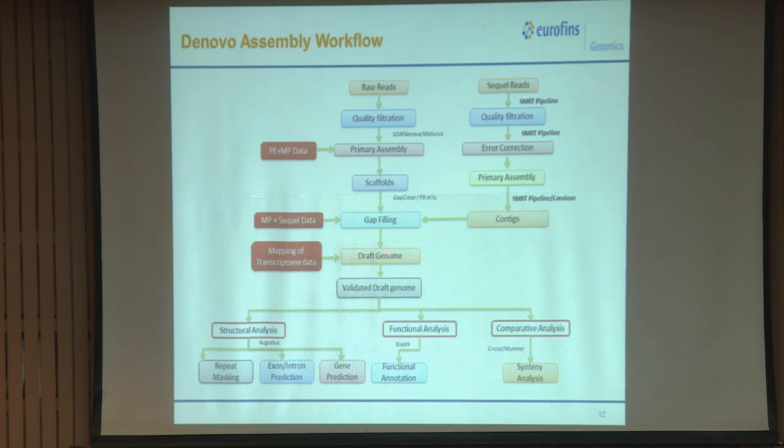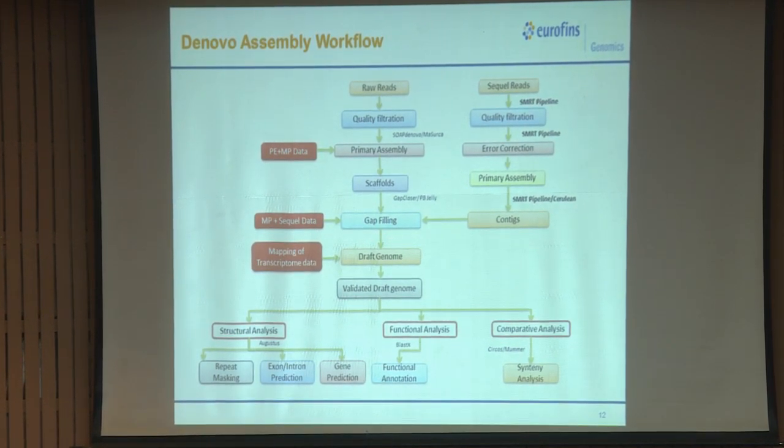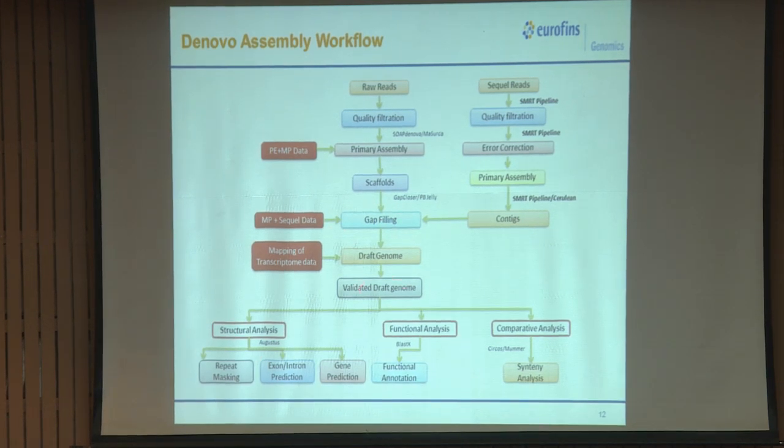So, we do a gap filling. The gap filling is where the longer insert length and longer read length come into play. So, we use the mate pair, we use the PacBio for my gap filling, right. Once I am done with the gap filling, we have a draft genome which is ready for validation. I have a draft genome with contigs, super scaffolds and gap filled genome. So, this is what makes it a draft genome.